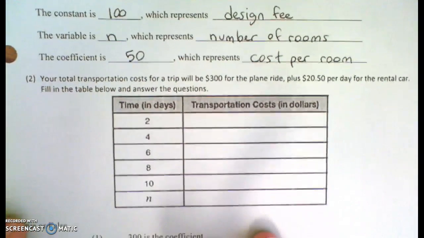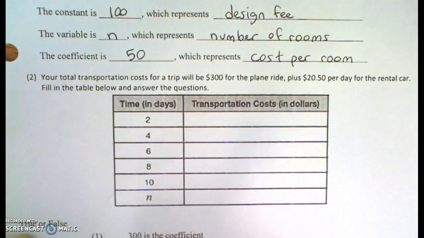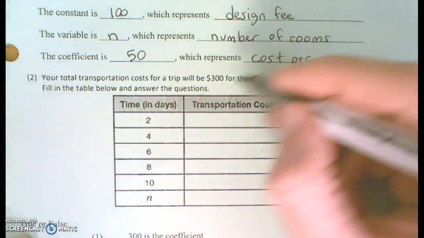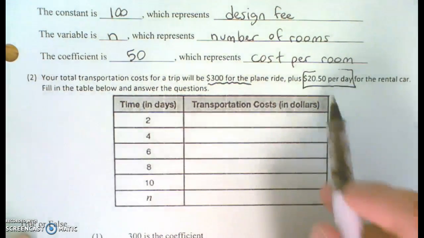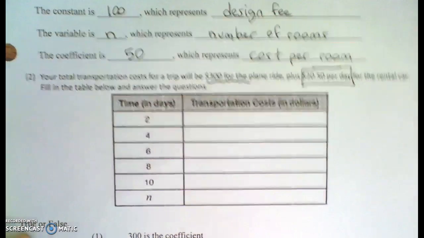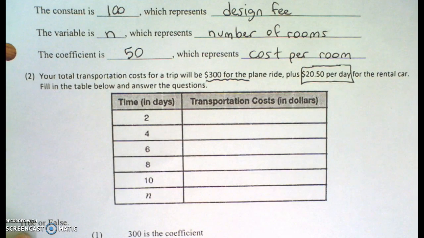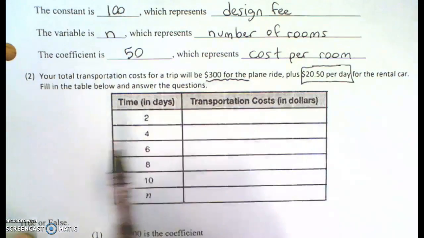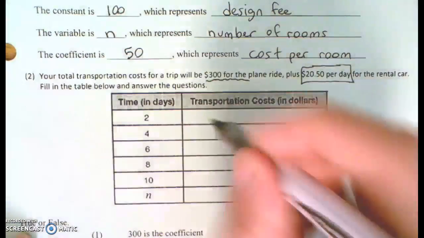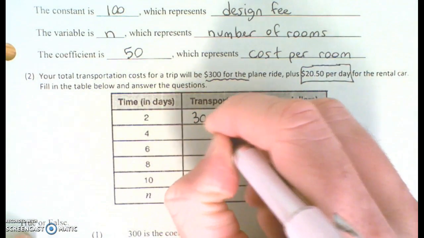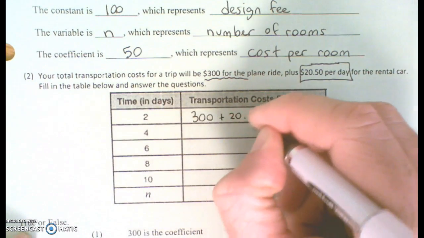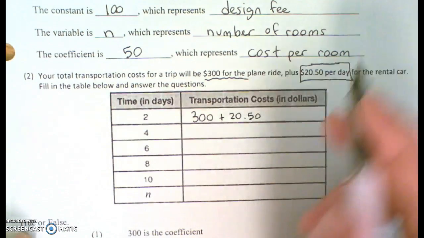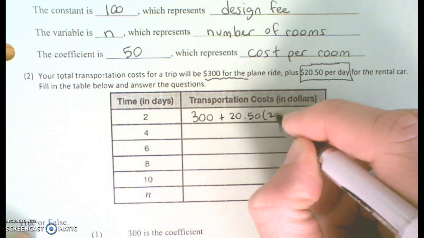So let's try it again. Your total transportation costs for a trip will be $300 for the plane ride, plus, so that $300 is important, plus $250 per day. And again, I see that word per, which signals to me you're multiplying. And that charges for the rental car. Fill in the table to answer the questions. So I know it's going to cost me $300 for the plane. And then I'm adding the $250 times the number of days that I'm traveling.